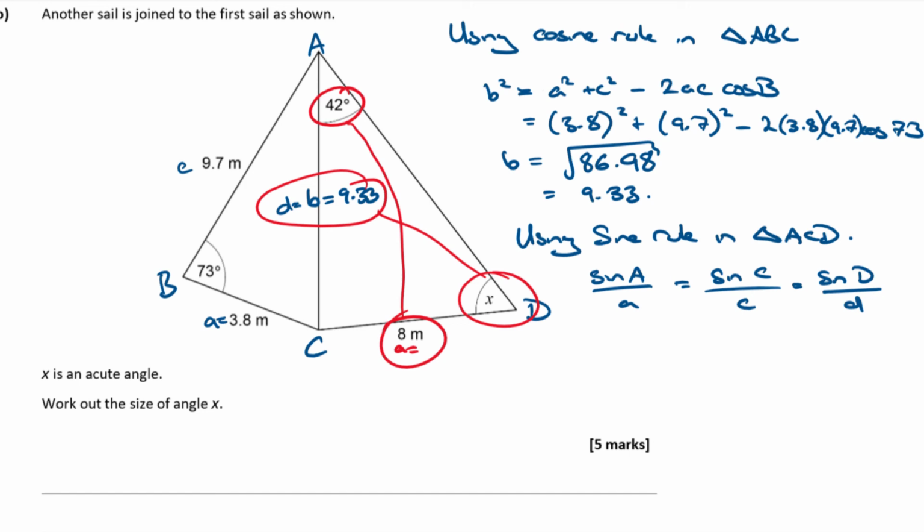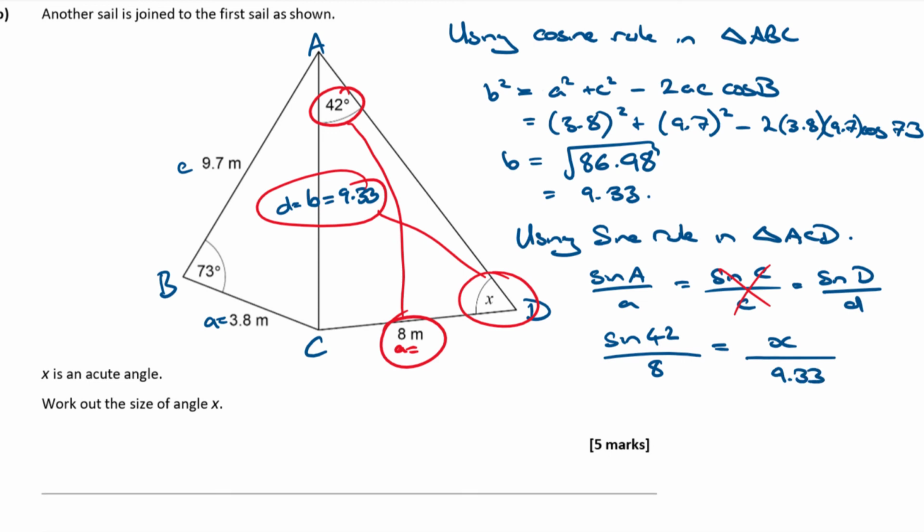Haven't got C, don't want to find C, so not interested in that bit there. Okay, so sine A over A equals sine D over D. So subbing in what we know, sine A is sine 42, so sine 42 over little a, which is 8, equals sine D, which is our x that we want to find, divided by our D, which we found to be 9.33.